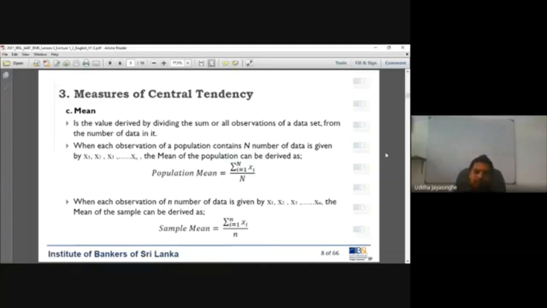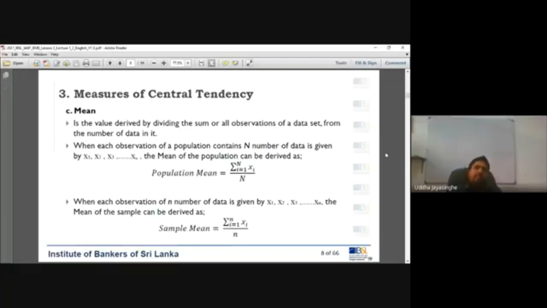Okay. We'll see the definition in the second bullet point. When each observation of a population contains capital N, it's an important thing to understand. The moment I use the word population, I'm going to use capital N. And the moment I talk about a sample, a small part of the population, I'm going to use the lowercase n. So whenever you see a capital N or a lowercase n in the equations, always remember what we are referring to. Capital N is for the population and lowercase n is for the sample.